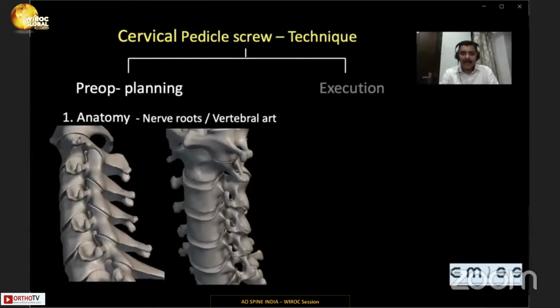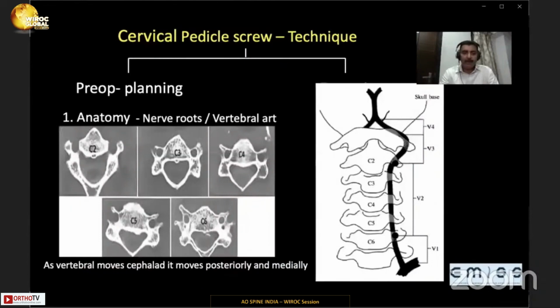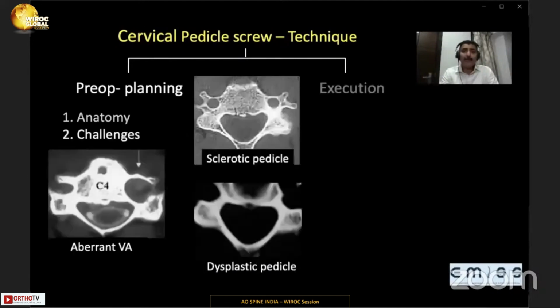Also, the vertebral artery is right in front of the lateral mass, the entry point where you take the cervical pedicle screws, and adequate medial angulation is extremely important. There is normal variation also as we move proximally from caudal to the cephalad direction in the cervical spine. The vertebral artery foramen moves posteriorly and medially, which essentially means that the dimensions of the pedicle become smaller as we go from inferior to superior. Also, the angulation will change more medially as we go from inferior to superior. So these points should be remembered.